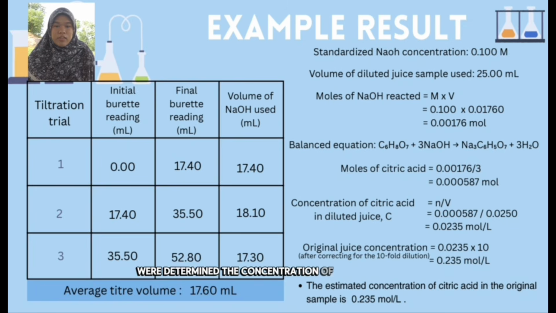The concentration of the diluted juice was calculated as 0.0235 mole per liter. After correcting for the 10-fold dilution, the estimated concentration of citric acid in the original juice is 0.235 mole per liter.